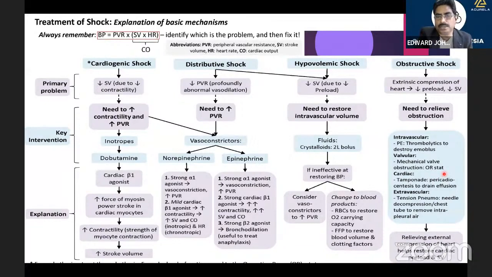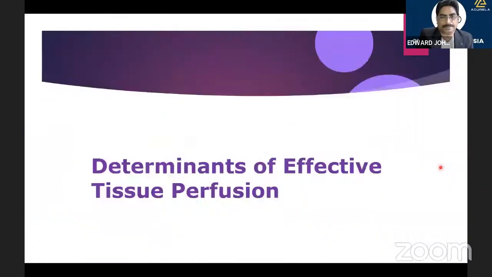So you have to remove the obstruction. What is the obstruction? Pericardial effusion. You have to do pericardiocentesis. If the obstruction is a pulmonary embolism, you have to go for thrombolysis. If the obstruction is a pneumothorax, you have to go for needle decompression. So this is the treatment for obstructive shock.